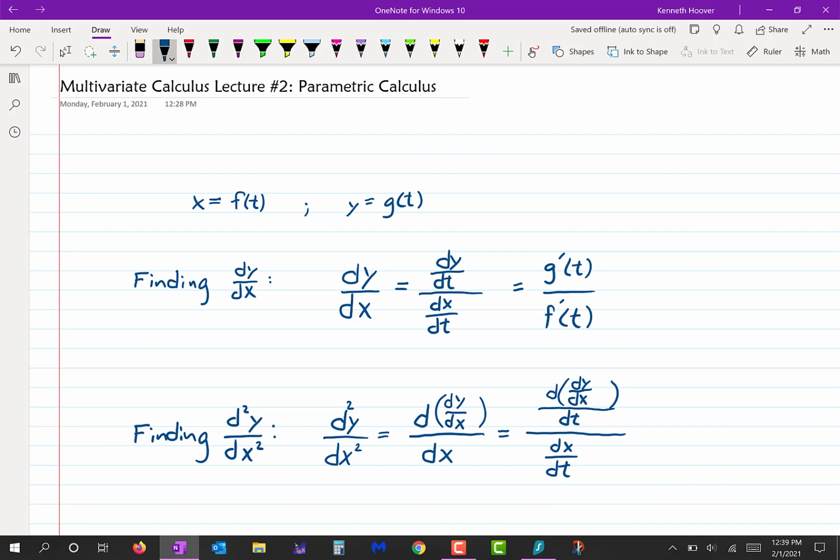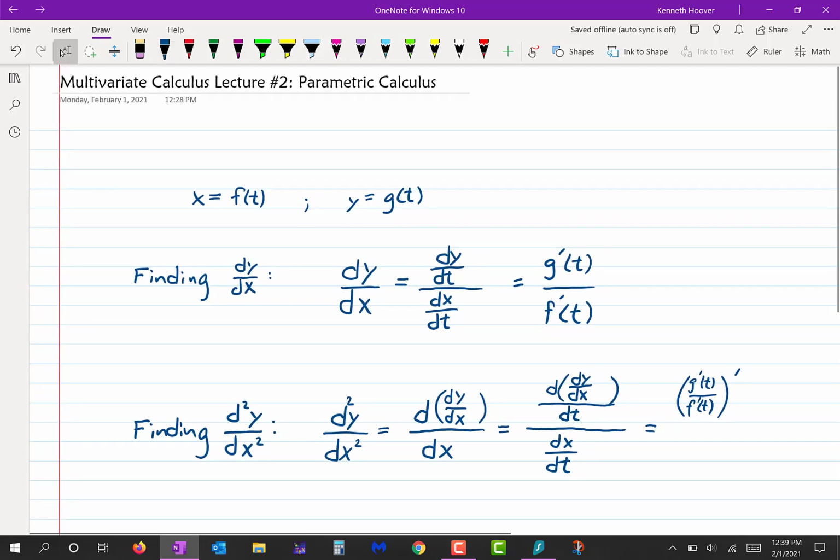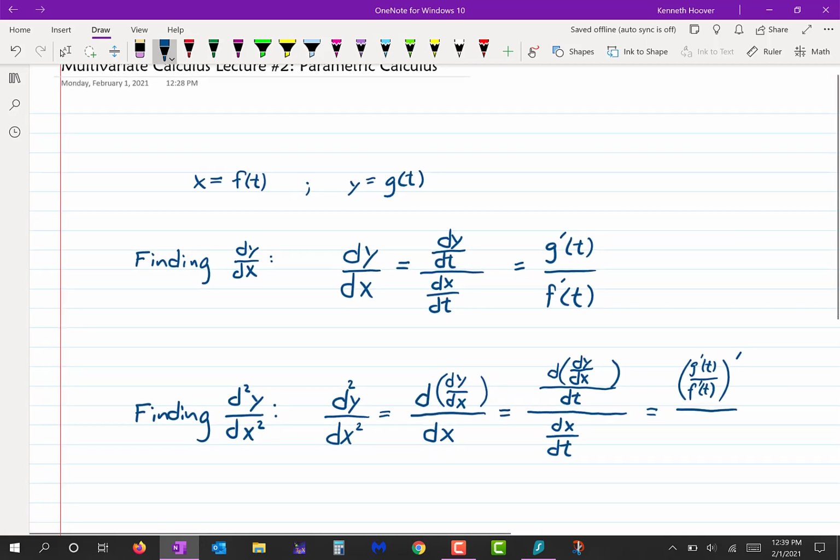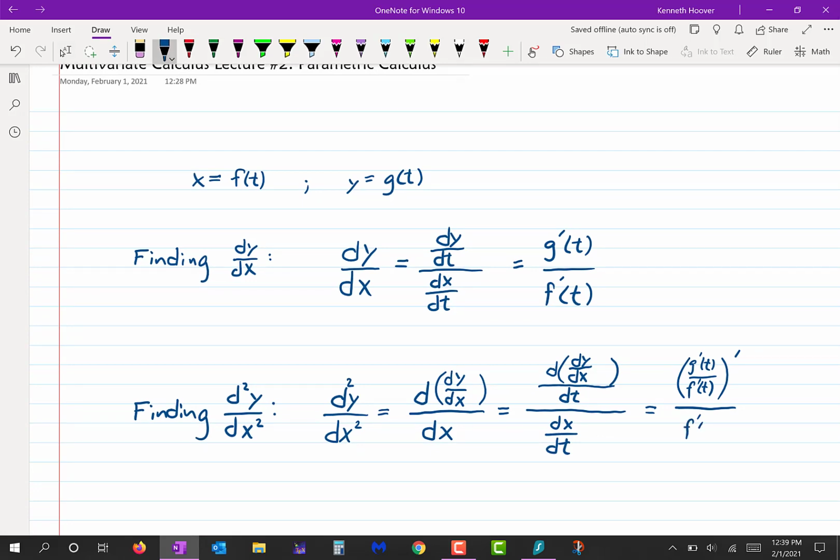Now I'll show you another example here of why I think this Leibniz notation with the d's is much easier than the prime notation in this case. Because if you wanted to write that in the prime notation, what would it be? Here's dy/dx, g prime of t over f prime of t. And then you would have to do the derivative of that with respect to t, so the prime of that, divided by the derivative of x with respect to t, which is f prime of t.